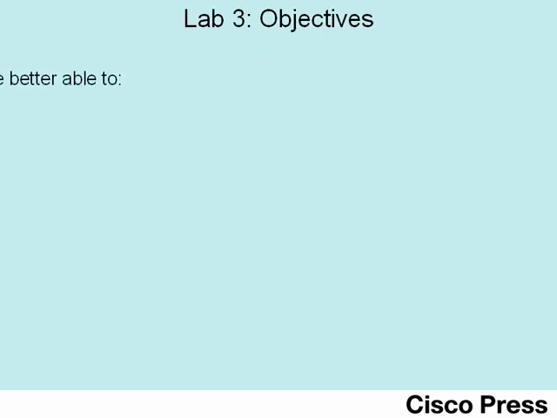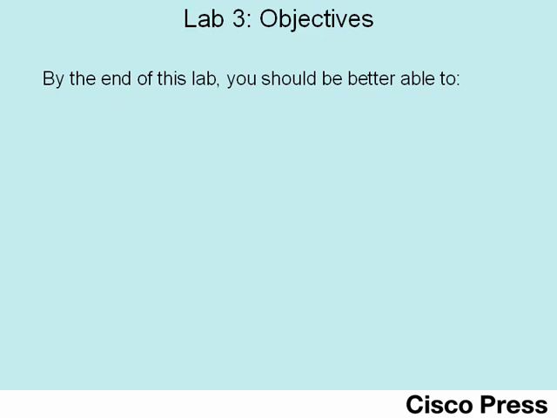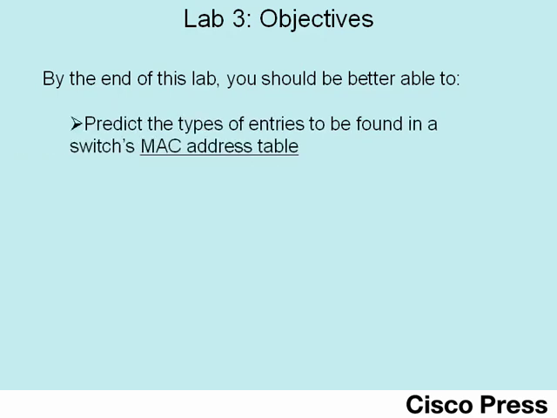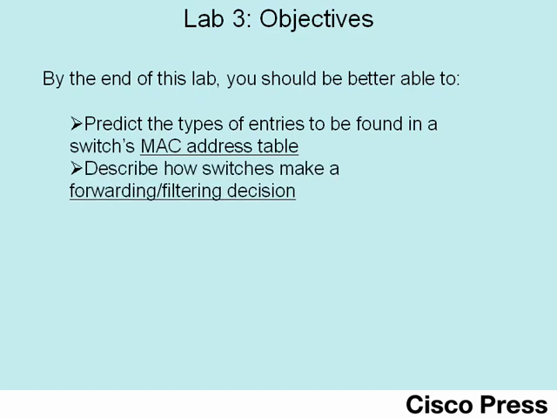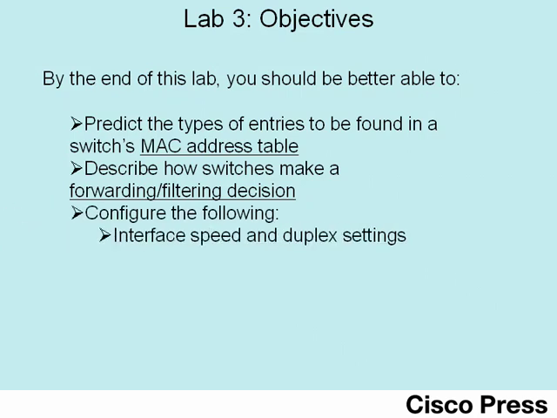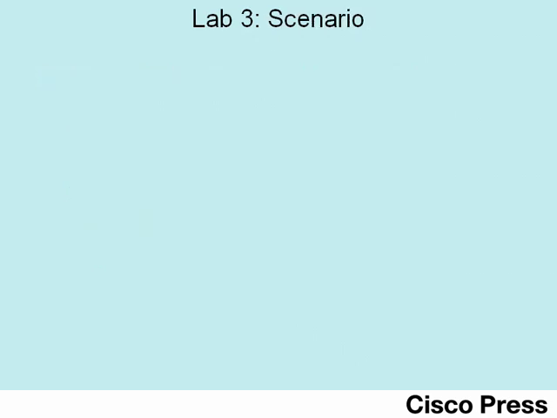Lab 3 covers three main objectives. The first objective focuses on the learning process by which a switch watches frames and learns MAC addresses and adds entries to its MAC address table. The second objective relates to how a switch uses its MAC address table to make a decision of where to forward a frame and then where to not forward or filter a frame. Finally, the third objective covers some basic configuration on switches, in particular interface speed and duplex settings, as well as the IP configuration that's required so that the switch can be managed.